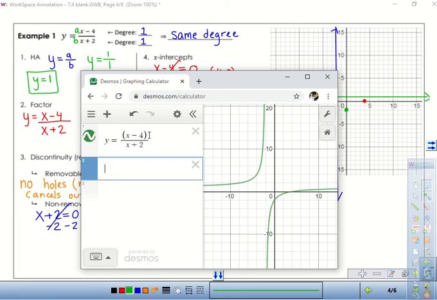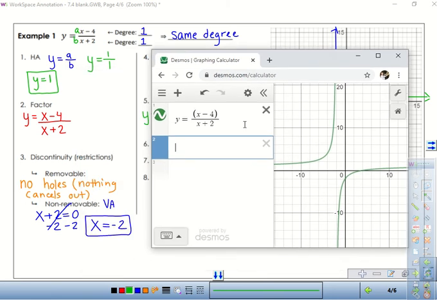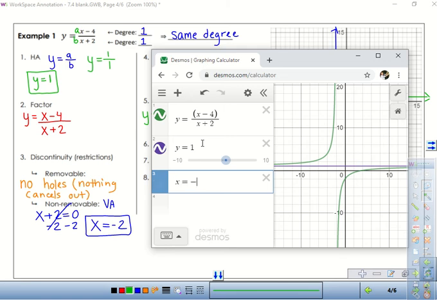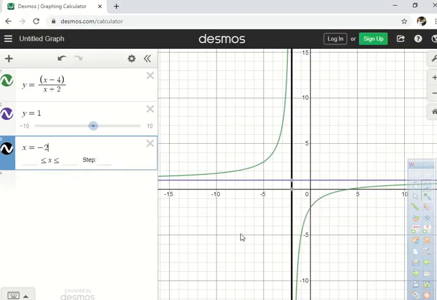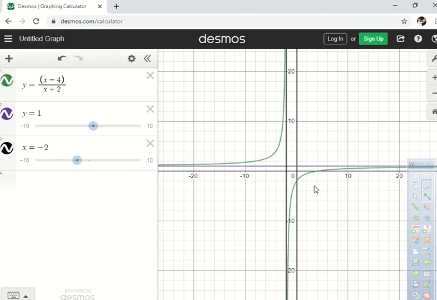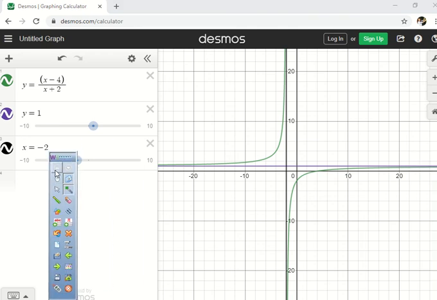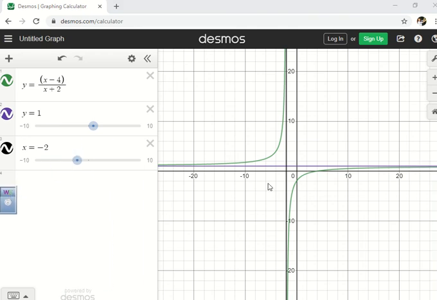Once you plug that into Desmos, it's not a bad idea to also graph the asymptotes as well. It helps you see visually what's happening with those asymptotes. So y equals 1, and our other asymptote was x equals -2. As you can see, I graphed both of my asymptotes and my equation, and you can get a general look at what it looks like right here. Okay, so this is what the graph looks like. Was everybody able to do that?